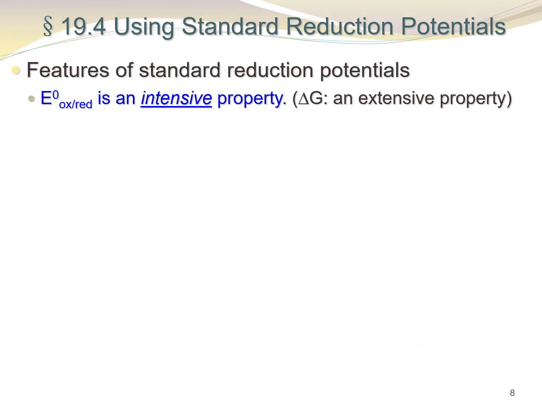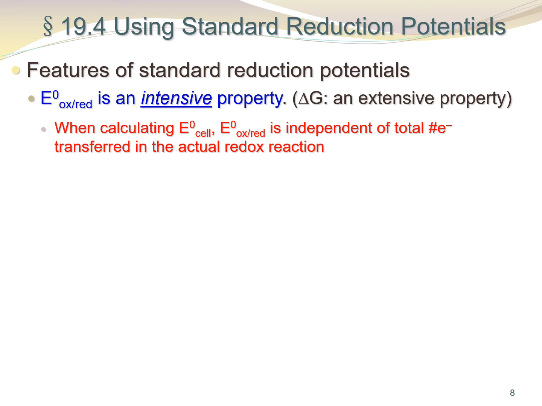One other feature about standard reduction potential is that it is an intensive property, while delta G here is an extensive property. What does that mean? And we're going to see that pretty soon. When we try to calculate the standard potential of the cell, we must realize the standard potential of the species is actually independent of the total number of electrons transferred in the actual redox reaction.